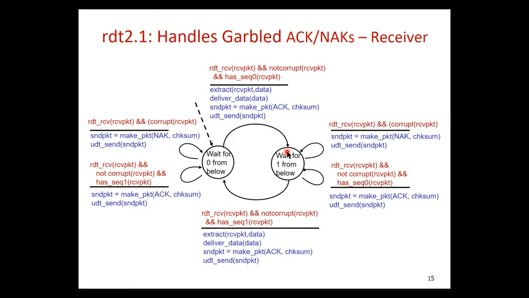So let's say it waits for 1, it has sent back the positive ACK, but now it's received something that is corrupted. So it needs to send a negative ACK, which is what it does here. But it may also receive something that is not corrupted, but it has the wrong sequence number. Sequence number 0, but it waits for sequence number 1.